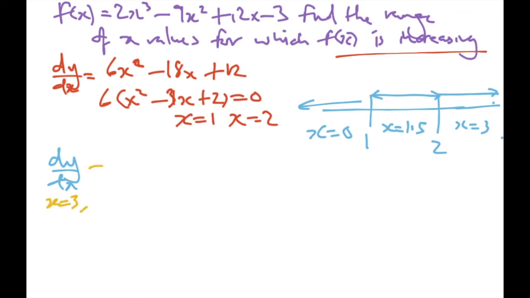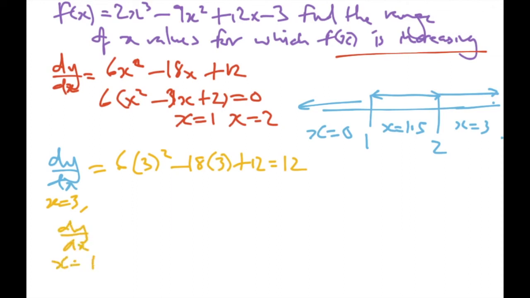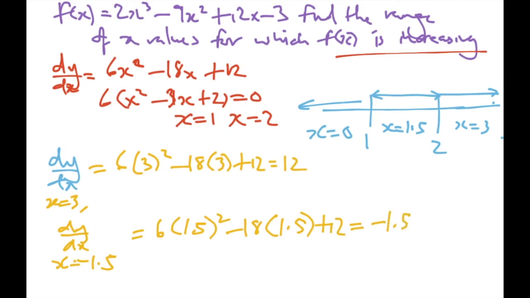Okay, so the first value, x equals 3. When x equals 3, dy/dx equals 6 times 3 squared minus 18 times 3 plus 12, and I'm getting 12. So the next value is when x equals 1.5. So 6 times 1.5 squared, and then minus 18 times 1.5 plus 12, and this is equal to negative 1.5. Use your calculator, because I've already found these values, so I know it's negative 1.5.